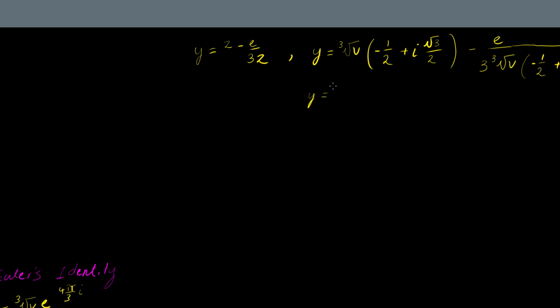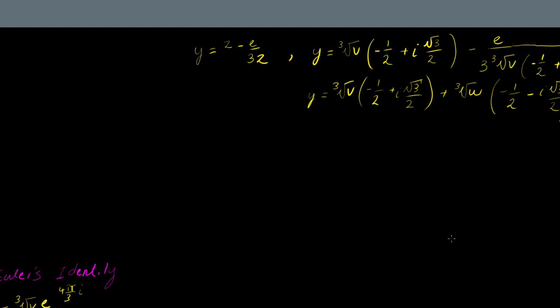So we could rewrite that as a cube root of w. Let me rewrite this. This is going to be the cube root of v times negative 1/2 plus i roots of 3 over 2. All I'm doing is finding new values for y by plugging in different values of z. And we can replace this with a plus the cube root of w, over negative 1/2 plus i roots of 3 over 2, which we can rewrite as negative 1/2 minus i roots of 3 over 2.